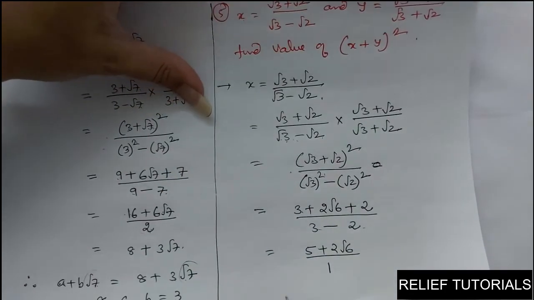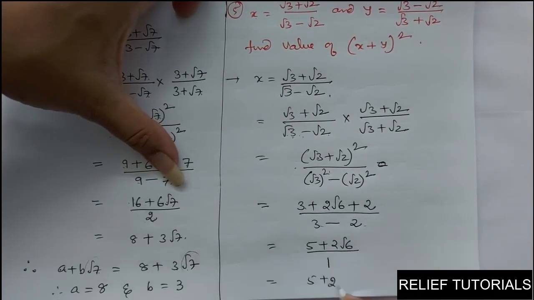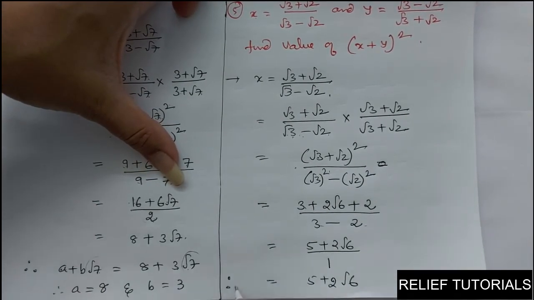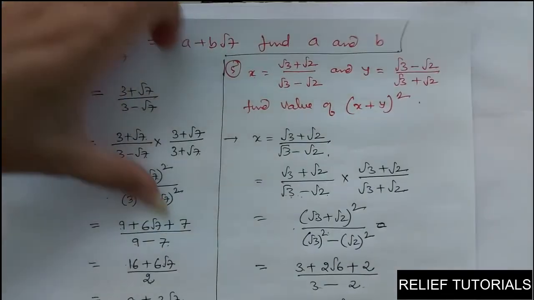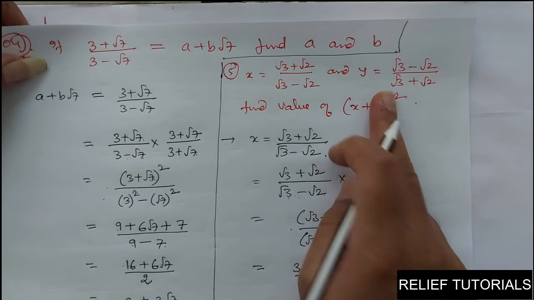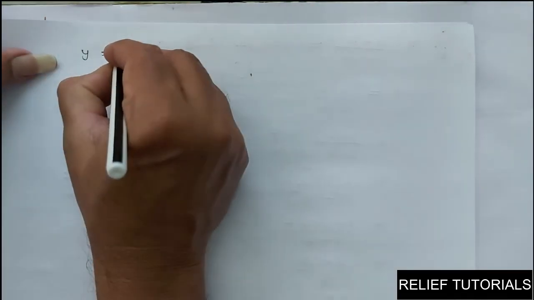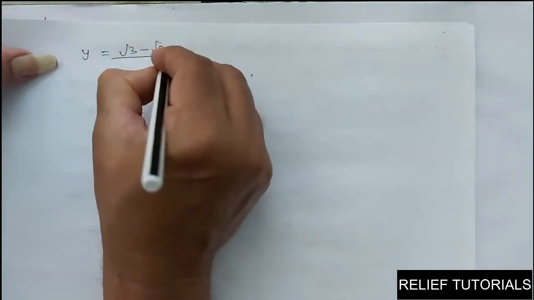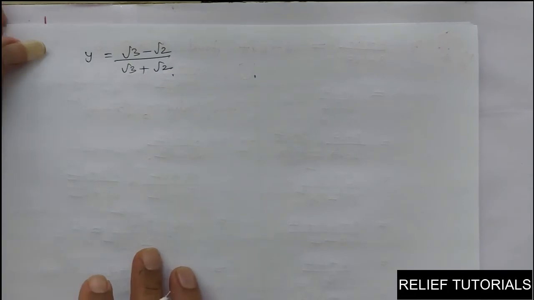Clear? So that is equal to 5 + 2√6. Therefore, x is 5 + 2√6. So you got the value of x. Similarly, now you will find the value of y. What is y here? We have y is equal to (√3 − √2)/(√3 + √2). This is y. Now we will solve this y.